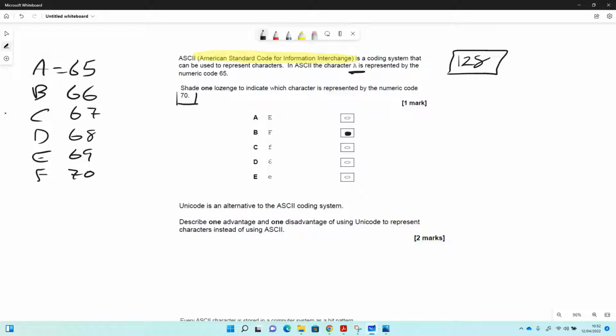I'll shade that lozenge. There's a few things they've tried to do to confuse you or put you off the scent a bit by putting a lowercase f in, an E as well, because if you just miscalculated, you might arrive at that. So this is a really safe way in the exam of making sure you always get this answer correct. Just write the numbers down. It's no problem. There's space on the exam paper. You don't have to do everything in your head.